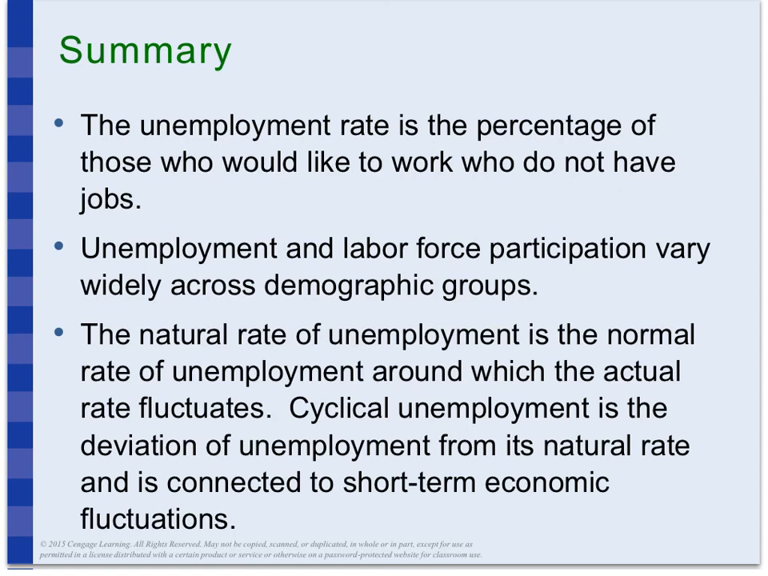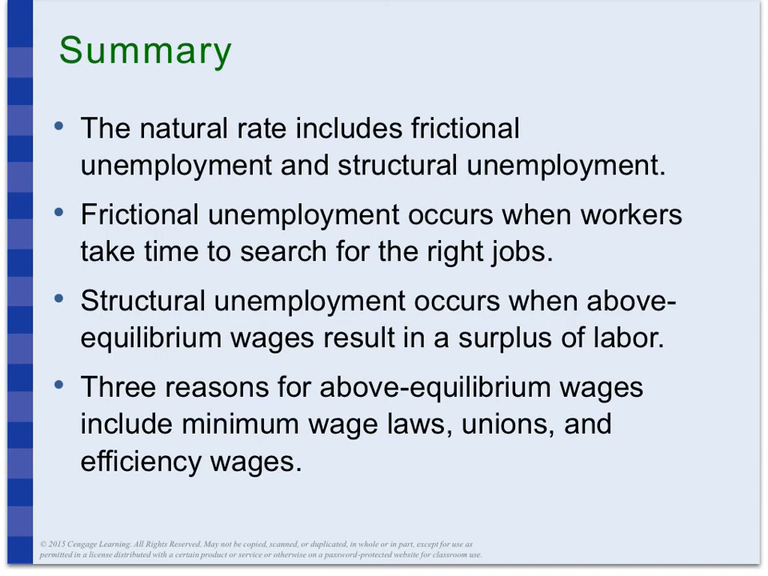And we also talked about cyclical unemployment. It's short-term unemployment, the deviation of unemployment from its natural rate, and is connected to short-term economic conditions. The reasons why we have a natural rate of unemployment are frictional and structural unemployment. Frictional unemployment occurs when workers take time to search for the right jobs, and structural unemployment occurs when above-equilibrium wages result in a surplus of labor. And we learned there are three reasons for above-equilibrium wages, which are minimum wage laws, unions, and efficiency wages.